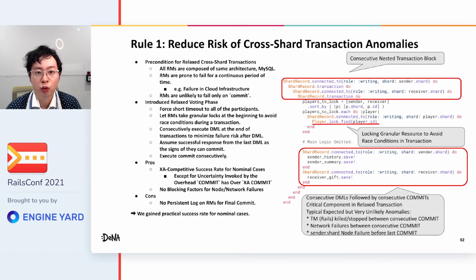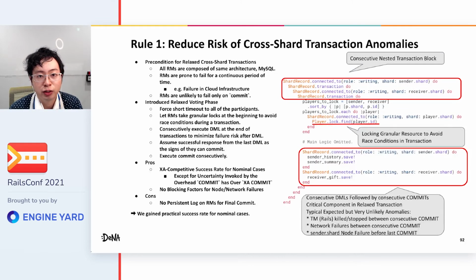Let's take a look at the Rails code to achieve the relaxed transaction. In the beginning, there are two consecutive nested transaction blocks. These nested transactions execute a consecutive commit at the end of the transaction block. Right after the beginning of the transaction block, you can see the Player.lock.find(player.id). This code is locking granular resources to avoid race conditions during the transactions, which further ensures the success rate of the transaction. The main business logic is omitted in this example.